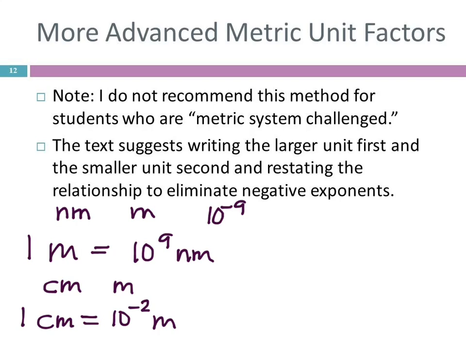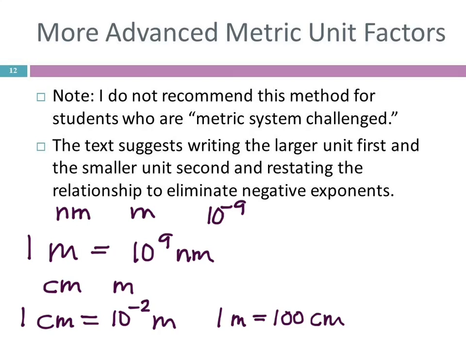And I'm going to be consistent in doing that throughout the class because I expect that probably at least half of you are metric system challenged. This more advanced method says to put the larger unit first and convert this to a positive exponent, which means you have to move it to the other side and you get 100 centimeters. Okay, so that's what I'm talking about. This is valid. It's fine.